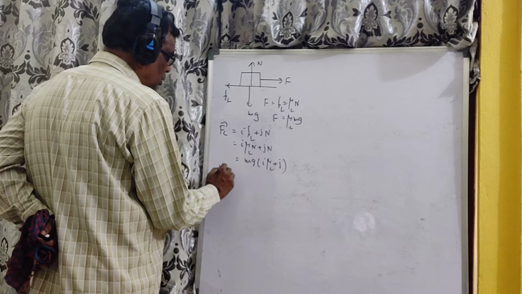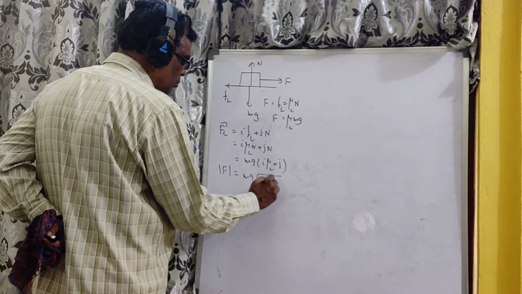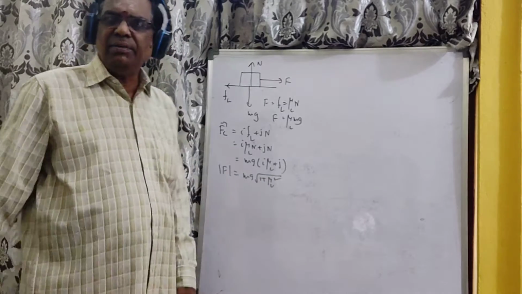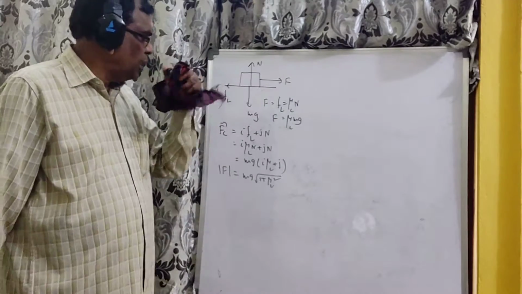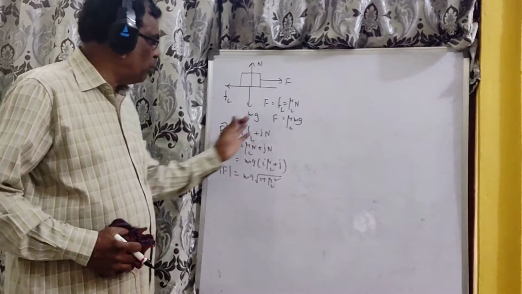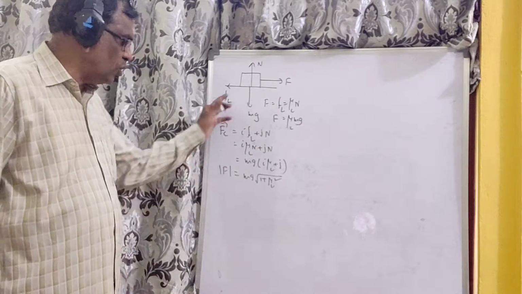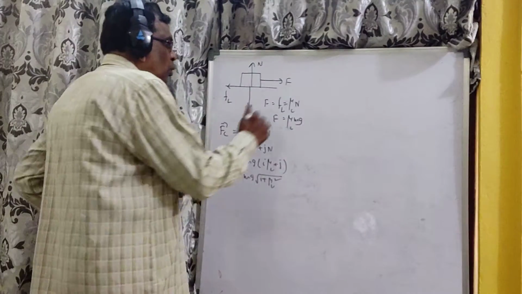So the magnitude will be mg into root of. I think I already gave it to you before. So this is the minimum force required for the body to slide on this surface. I hope this is clear. I'll go to the second case.